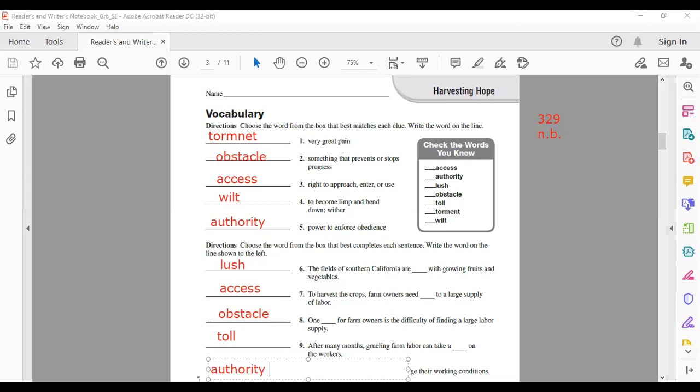Done, Miss. Me too. Okay, that's enough. We have the vocabulary. We're done with this first period about the vocabulary. Inshallah, in the next period, we are going to talk about the story of harvesting hope.